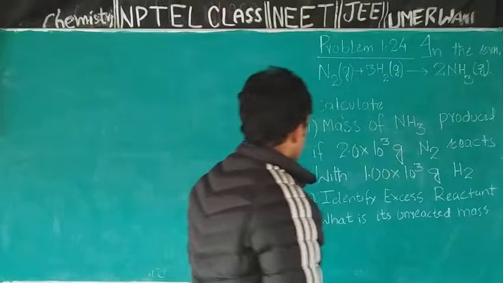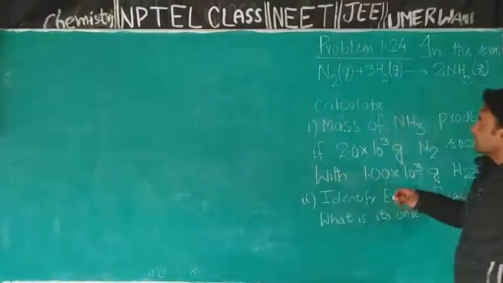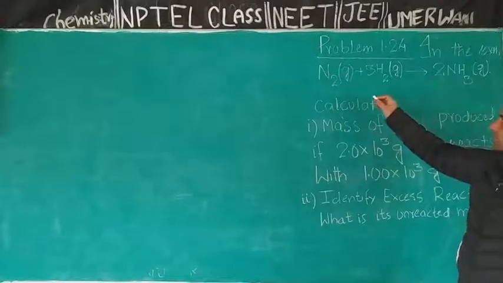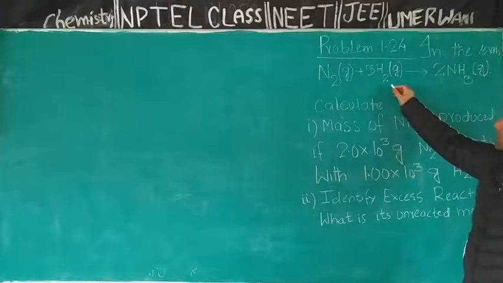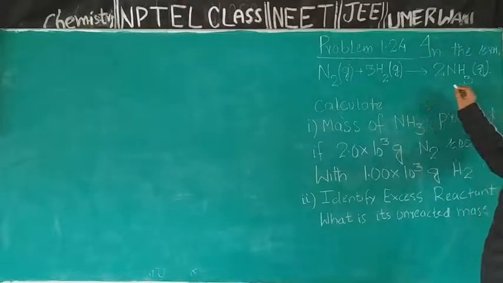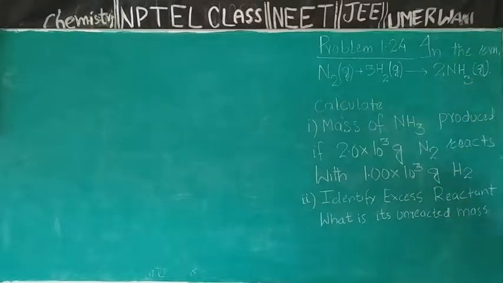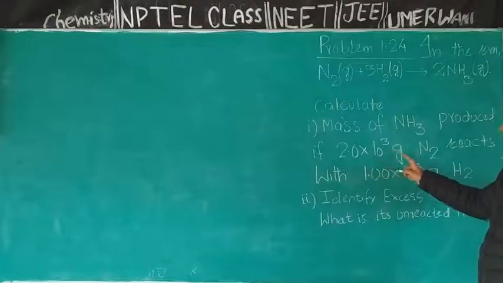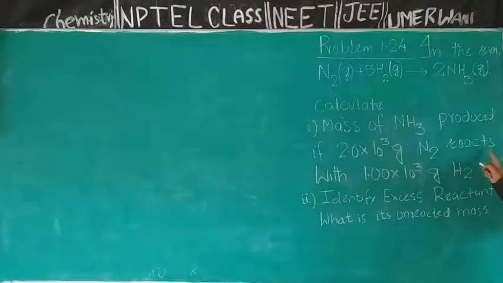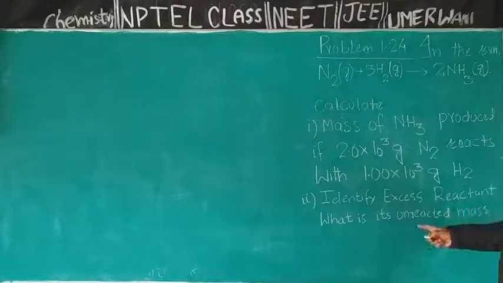Problem. So our problem is in the reaction dinitrogen plus 3 times dihydrogen resulting in formation of 2 times ammonia. Calculate mass of ammonia produced if 2 into 10 raised power 3 grams of nitrogen react with 10 raised power 3 grams of hydrogen. Identify excess reactant. What is its unreacted mass?